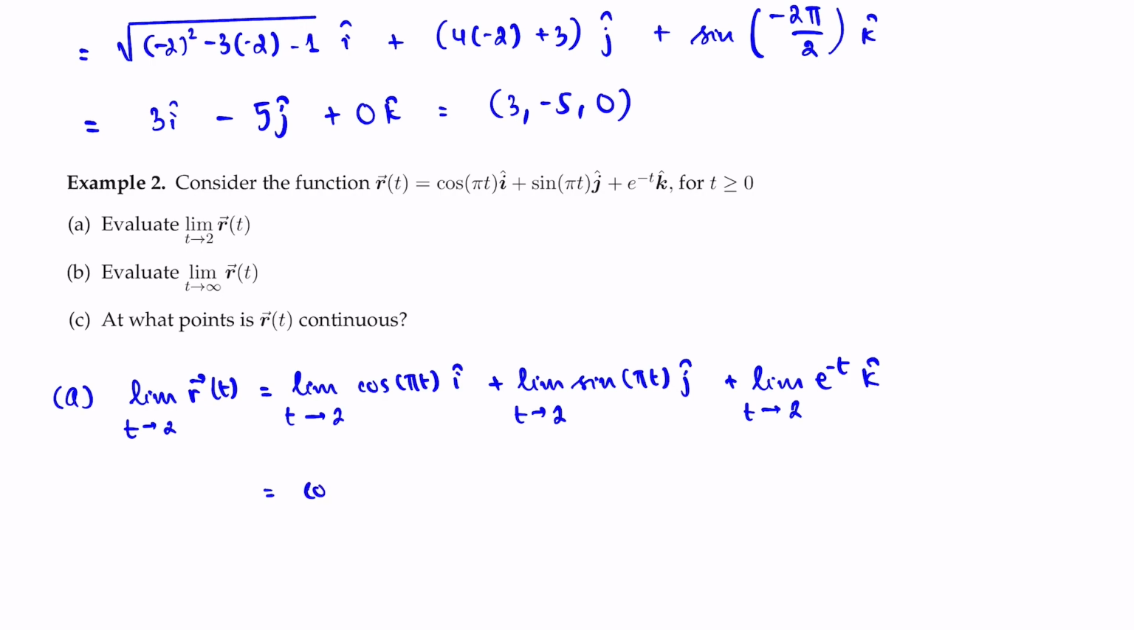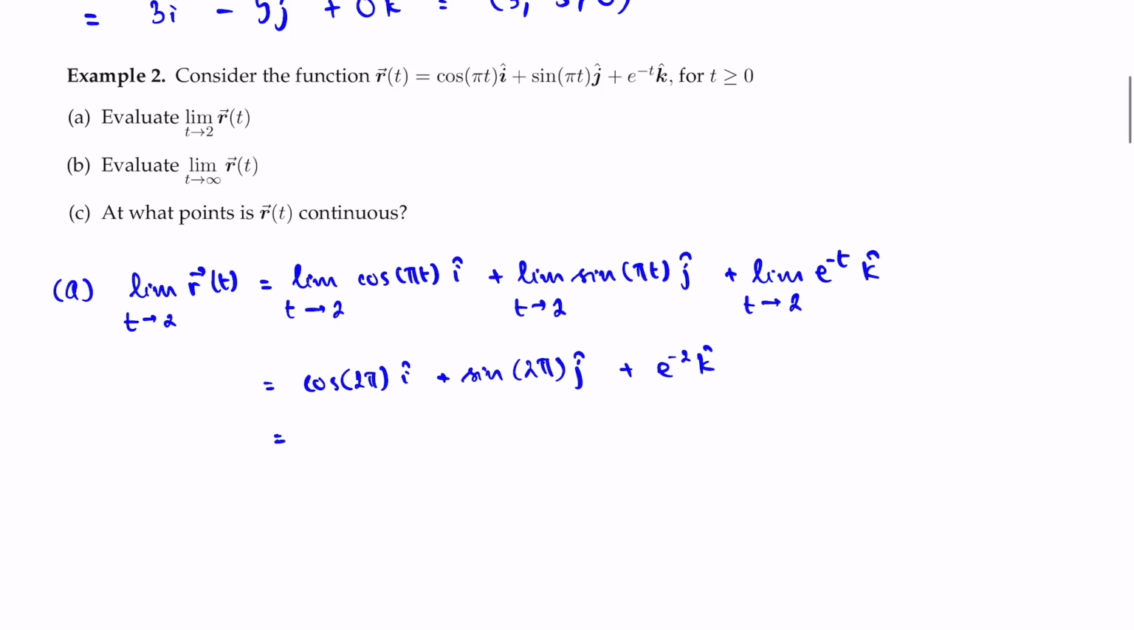So you get cosine of 2 pi i plus sine of 2 pi j plus e to the -2 k. Cosine of 2 pi is going to be 1, so the first component is 1i. Sine of 2 pi is equal to 0, so you get 0j plus e to the -2 k. So that's the answer for the first part. Again, you can write this result in component form as 1, 0, e to the -2.